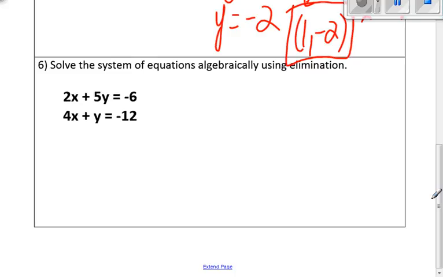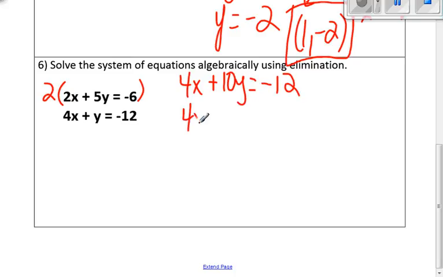And the last one, we want to do elimination. So I have 2 choices. I can either multiply the top equation by 2 because that'll match up the x's, or I can multiply the bottom equation by 5 because that'll match up the y's. Since I noticed the x's first, I'm going to multiply the top equation by 2. 4x plus 10y equals negative 12. 4x plus y equals negative 12.